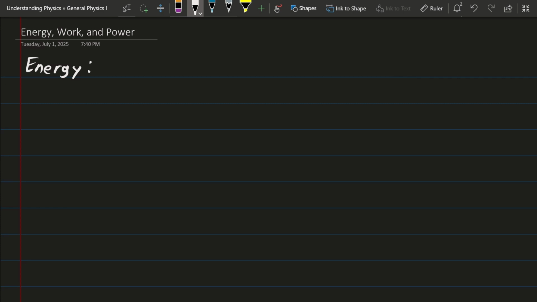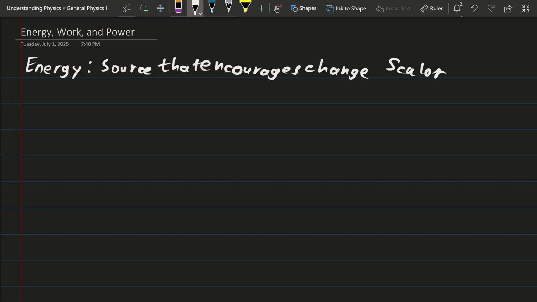The way that I define energy is that it is a source that encourages change. For example, if you have an object at a higher ground compared to an object at a lower ground, this object wants to change its energy so that it will later be at a lower state. The same thing goes for kinetic energy. If something has kinetic energy, it will want to try to move. So basically that's the way that I define energy. And energy is a scalar, in which there is no direction in energy.